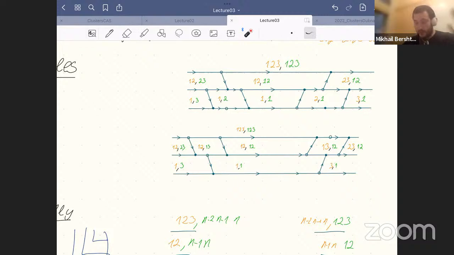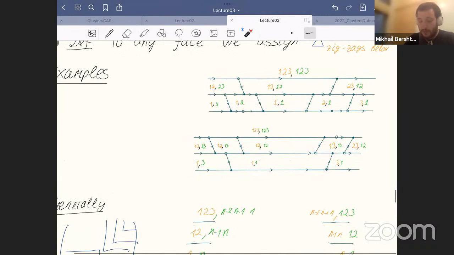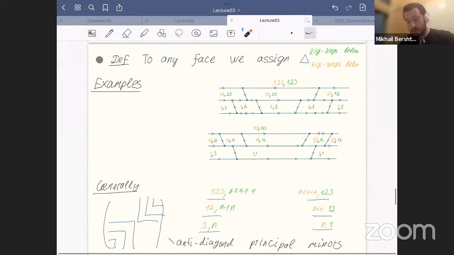About the internal part, this is no longer true. So, for example, see here you have a lot of faces near the bottom. So you have a lot of minors which are just matrix elements: 1, 2, 1, 1, 2, 1. And here you have only one such minor, but you have many minors which are 2 by 2. So the internal part depends on the type of the permutation.